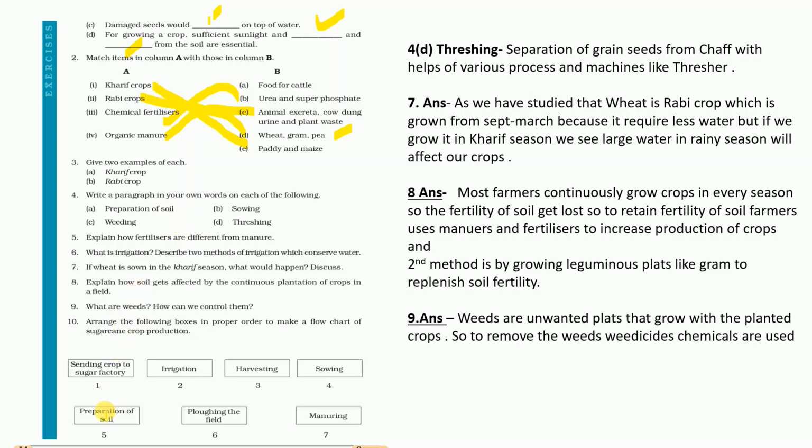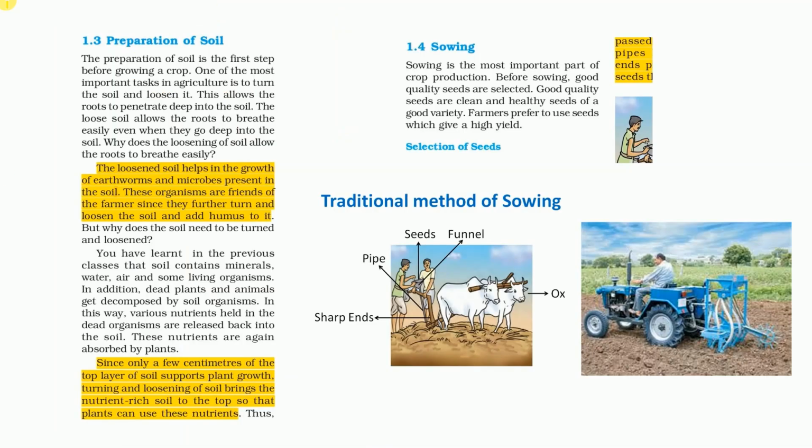So the preparation of the soil, we see on page number 2, you can write that loosening of the soil helps the growth of earthworms and microbes in the soil. These organisms are the friends of the farmer, since they further turn and loosen the soil and add humus to it. And for the second point, you can write, there are a few centimeters of the top layer of the soil which support plant growth, and turning and loosening the soil brings the nutrient rich soil to the top for the plants.